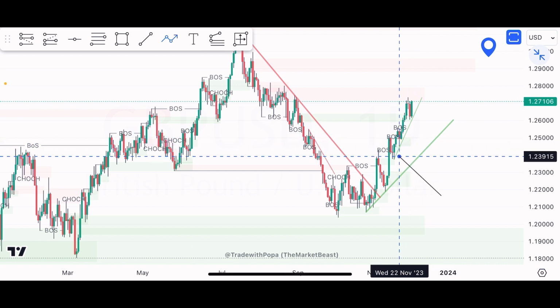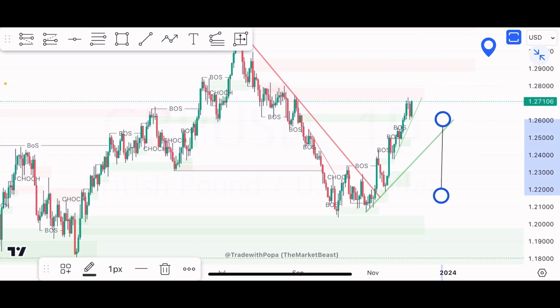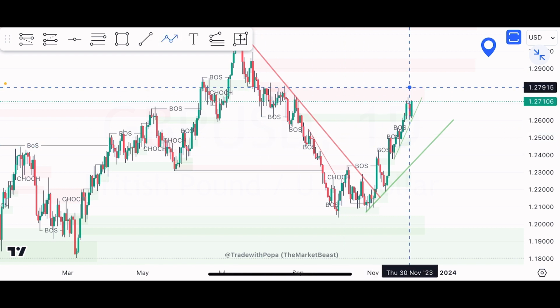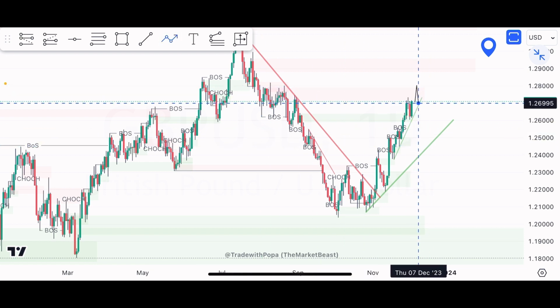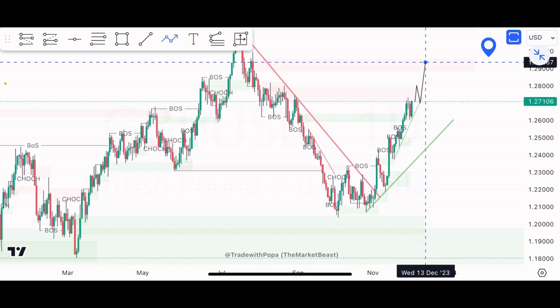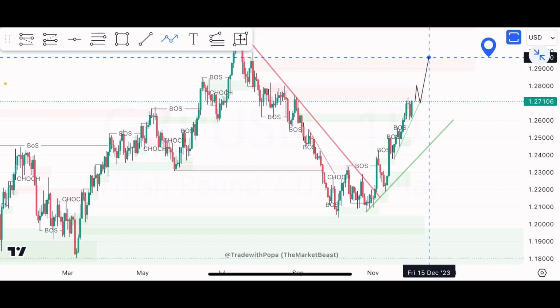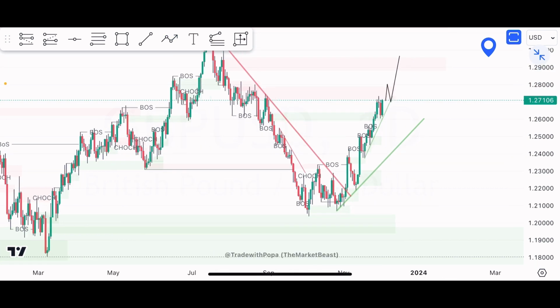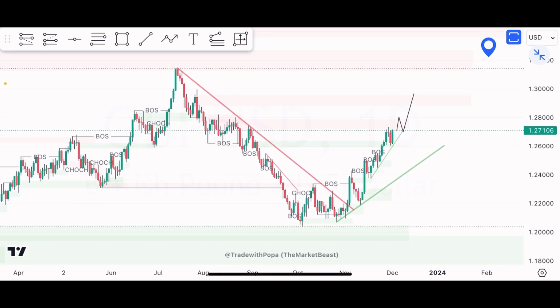But on the daily, we are still bullish. So price can continue in this new week, and we see something like this continue up until the next resistance, which is here, this other block here. Continue up until this next resistance.